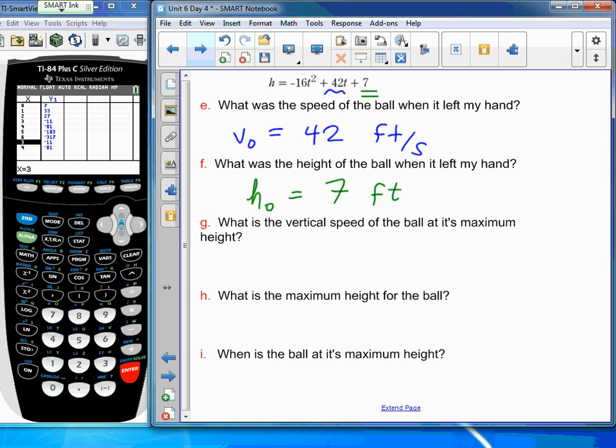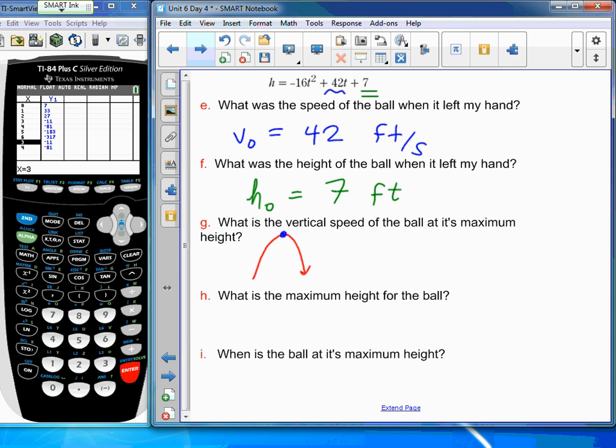As the ball travels through the air, it goes up for a time, and then it goes down for a time, and then it hits the ground. What's the vertical speed of the ball at its maximum height? Well, where is its maximum height? That's right here at the apex of the ball's path. On its way up, its vertical speed is positive, right? On its way down, its velocity would be negative.